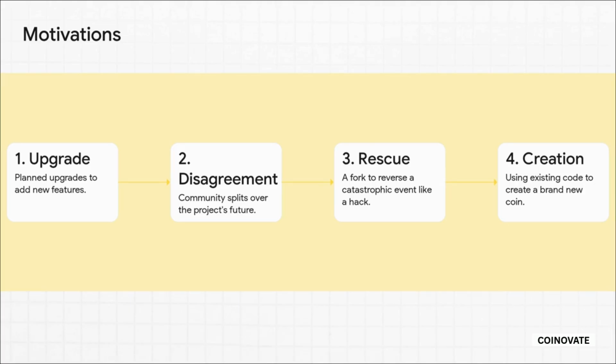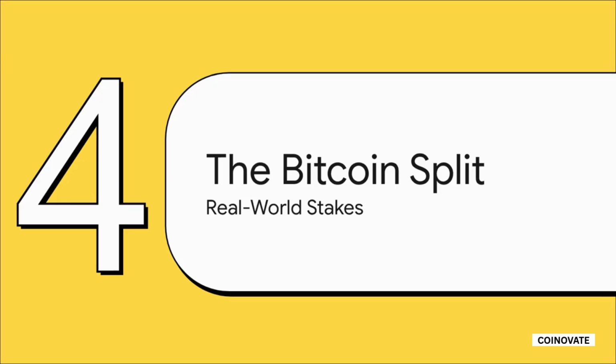Sometimes a fork is actually a rescue mission, a desperate move to fix something that went horribly wrong, like a major hack. And finally, sometimes people just fork the code to create a brand new coin from scratch. Theory is one thing. But this stuff gets really interesting when you see it play out in the real world. So let's look at probably the most famous example out there, the Bitcoin split. This story shows you just how high the stakes can get when a community really, truly disagrees.